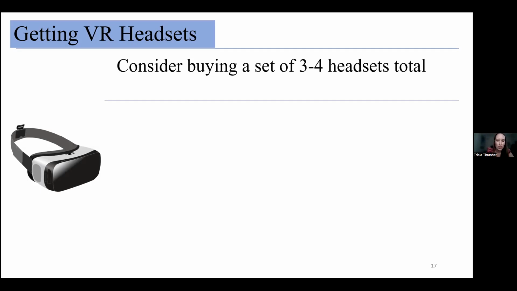I would also try to position it to your school as a set of headsets that can be used not only by language teachers, but also by the biology, chemistry and history teachers, because there are a lot of VR apps designed for those subjects as well. From the school's standpoint, this might make it seem a little more reasonable. But I would start small. I bought a set of 15 Oculus Go headsets that are pretty much considered obsolete at this point because the technology evolves so quickly. So that's another reason to buy a few and not feel like you need 20.